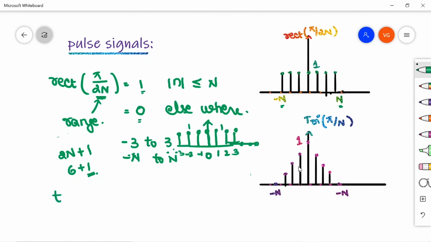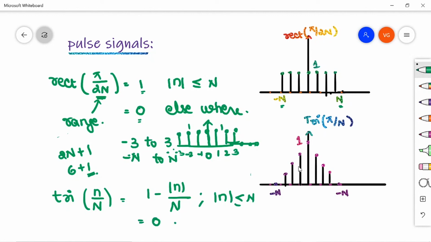Similarly, the triangular pulse is defined like this: triangular of n by capital N is equal to 1 minus mod n divided by capital N, where mod n should be less than or equal to N. Otherwise, it is 0. Here the amplitude has to decrease gradually from 1. Suppose small n is equal to 0, it is indicating the time scale. If small n is 0, this part will vanish, so the triangular pulse has an amplitude of 1 at n is equal to 0.